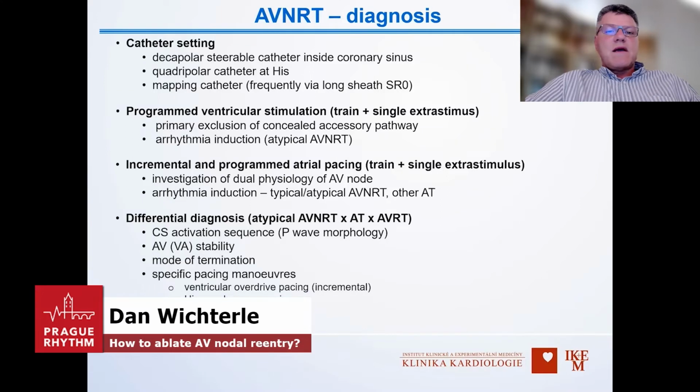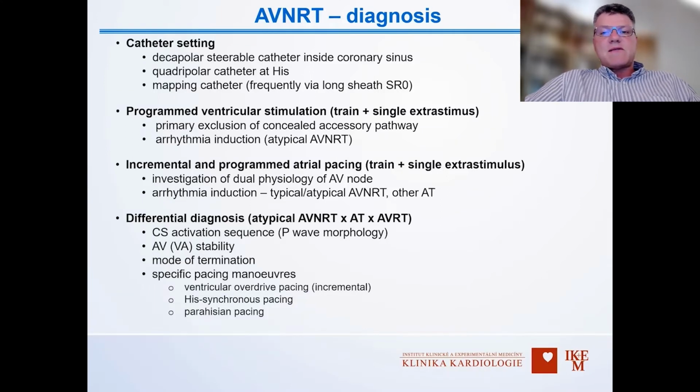For other SVTs with non-simultaneous AV sequences, differential diagnosis between atypical AVNRT, AT, and AVRT has to be made. Coronary sinus activation sequence is usually of limited value. Variable AV and VA intervals usually indicate atrial tachycardia. Mode of spontaneous SVT termination can be helpful. If the last event is ventricular activity, it doesn't tell anything. If the last event, however, is atrial activity, this excludes atrial tachycardia almost for sure.